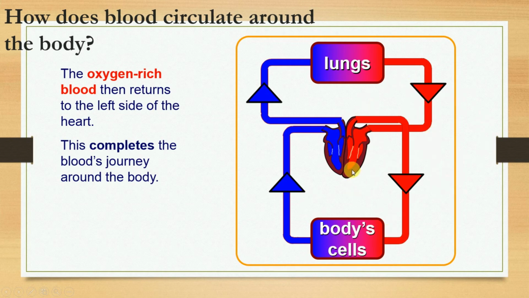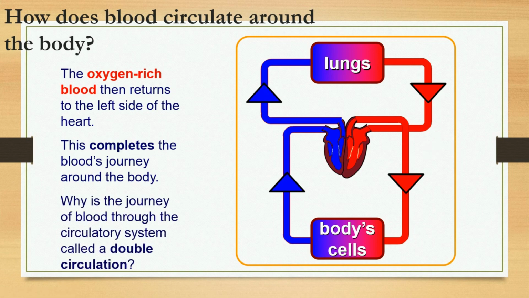As we can see here, blood is passing through the heart twice in one complete cycle. It comes here once, then in the next round it comes again, so it passes twice in one circuit, in one cycle, and that is why we call it a double circulatory system.